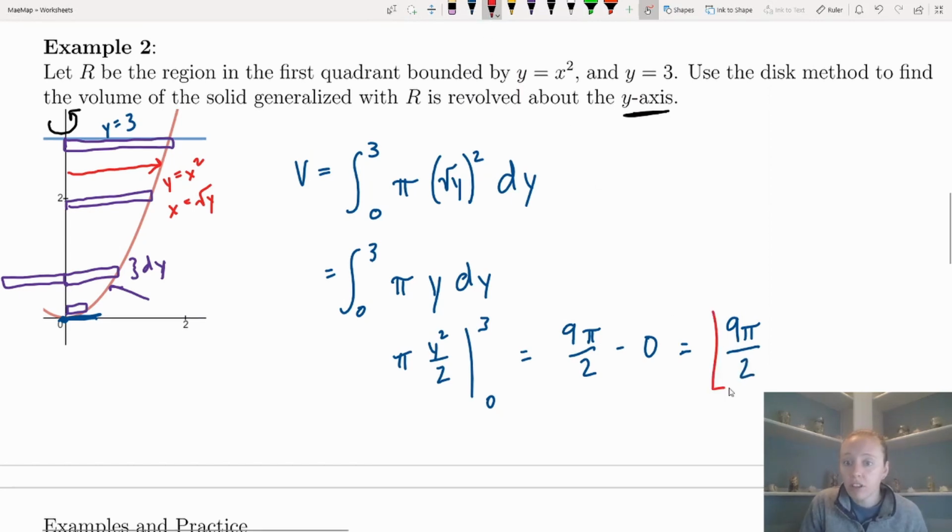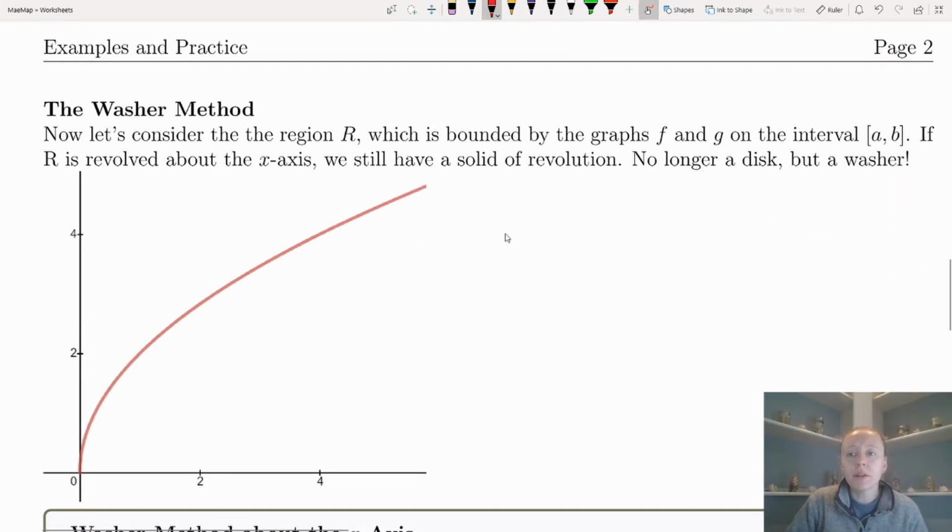That's our volume when we take the region in the first quadrant bounded by y equals x squared and y equals 3 and revolve it around the y-axis. Now, moving on to the next page, we're going to jump into the washer method, which I think is almost like an extension of the disk method, or you can think of the disk method as the simplified version of the washer method.